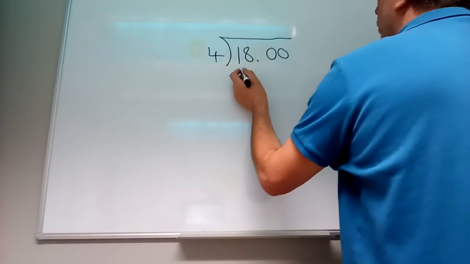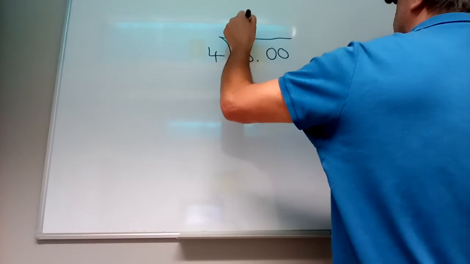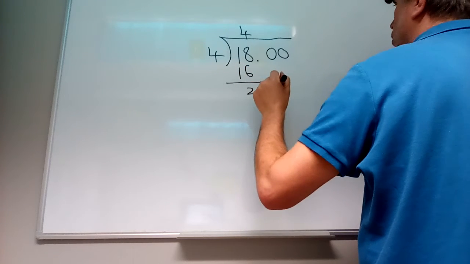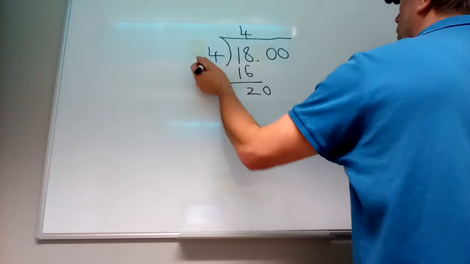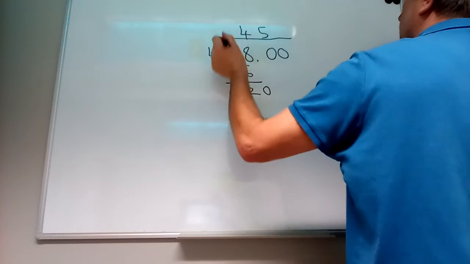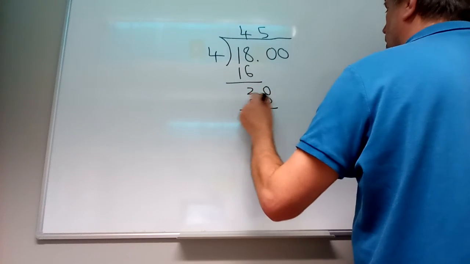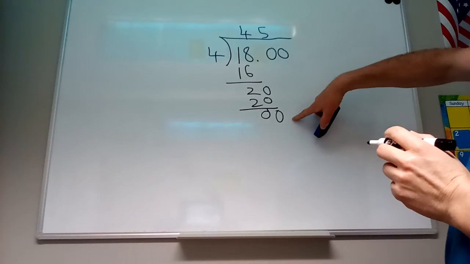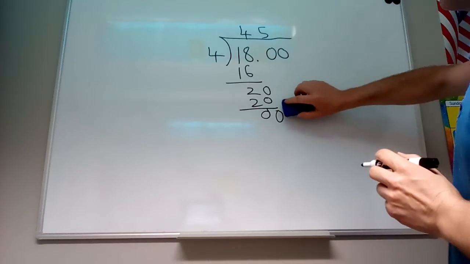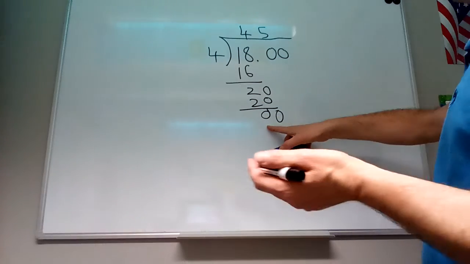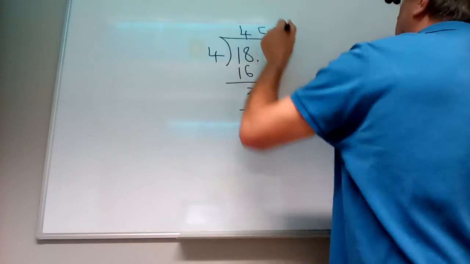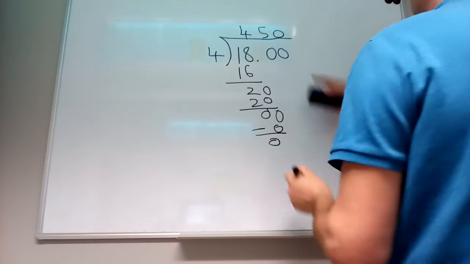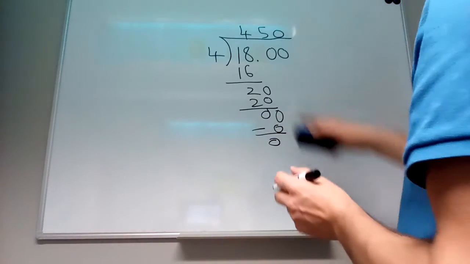So 4 will go into, we won't go into 1, 4 will go into 18. 4 times 4 is 16. Subtract, and you've got 2. Bring down a 0. 4 will go into 20 5 times. 5 times 4 is 20. You subtract, you get 0, you bring down your 0. So 4 will go into 0 how many times? 0 times. Now you go 0 times 4 is 0, and you subtract, and there's nothing to bring down, so you don't need to go any further than that.